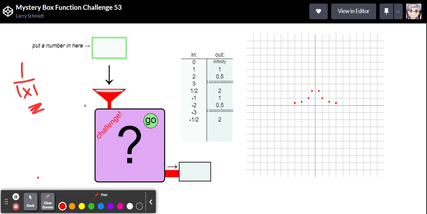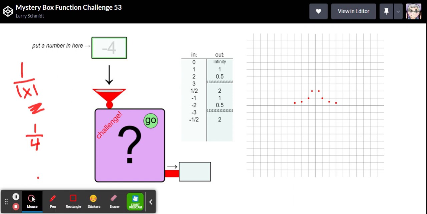So let's try another point to think about this. If I put in a -4, it would turn that 4 positive and then put a 1 over it. So a -4 should give us 0.25. So let's try that. -4, 0.25, and a +4 would give us the same value. All right, so I'm thinking this is 1 over the absolute value of x.